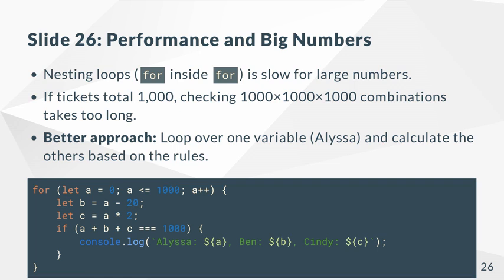We can optimize this by using a bit of algebra to reduce the search space. If we only loop over Alyssa's tickets, we can calculate what Ben and Cindy's tickets should be based on the rules and just check if they add up to the total. This reduces 1 billion checks to just 1,000.